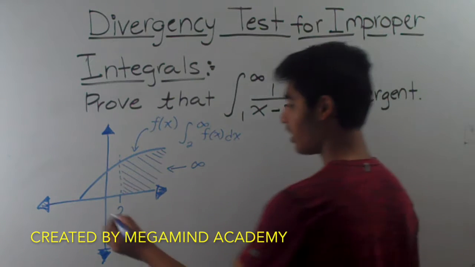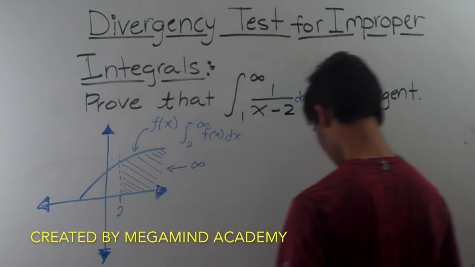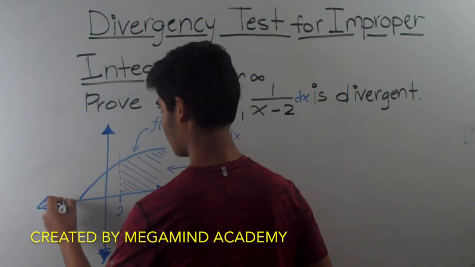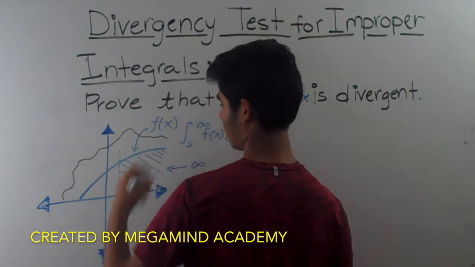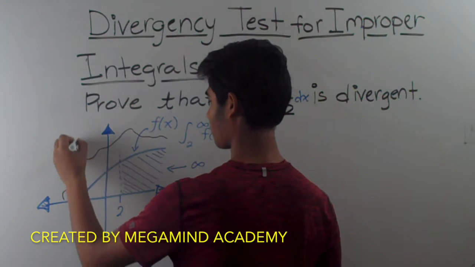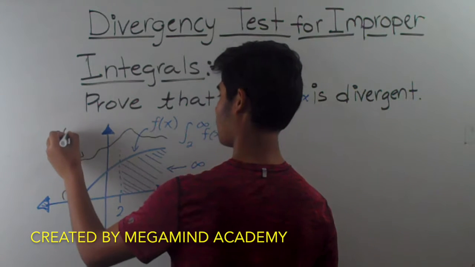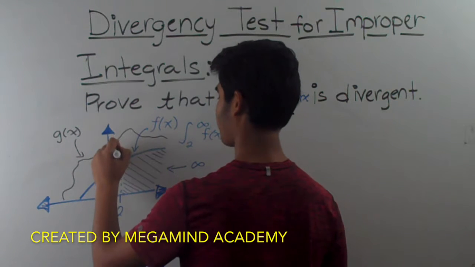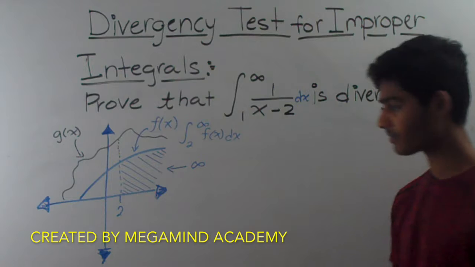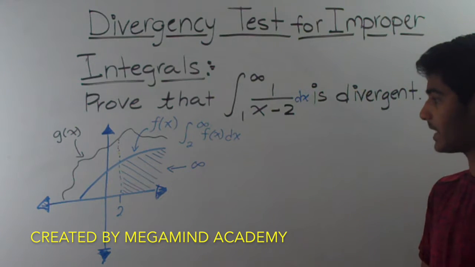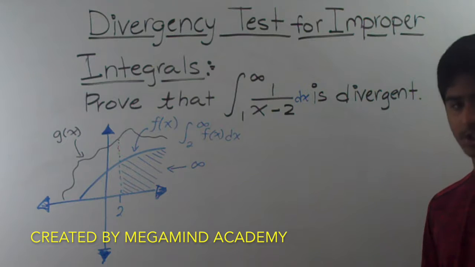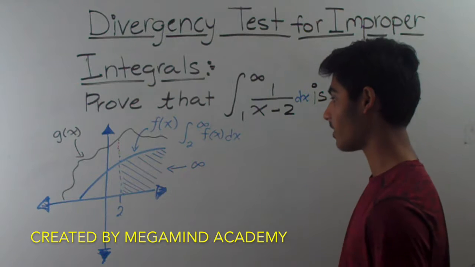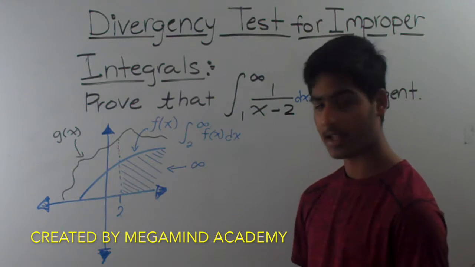Now let's say we had this other random curve, g of x. And let's say that we wanted to find the area under the curve from 2 to infinity of that. Or actually, let's just say that we didn't want to find that, we just wanted to know whether it was divergent or not. And let's say that g of x is an integral that we cannot compute by hand or analytically. How would we do that then?